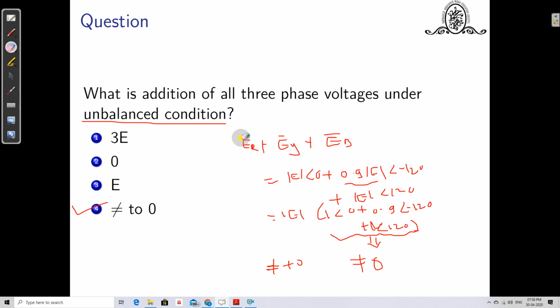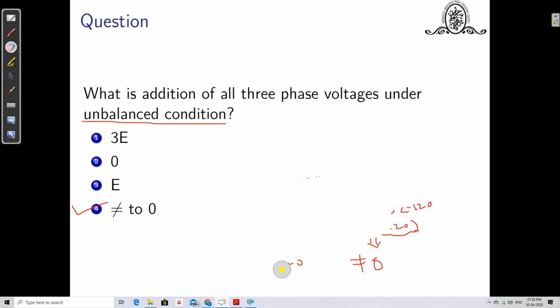Hope you have got the correct answer. Those who did not get the correct answer, please think over it critically. By taking a suitable example, you will get the idea. By this question, we are at the end of this topic. Let's summarize the topic that we have studied.